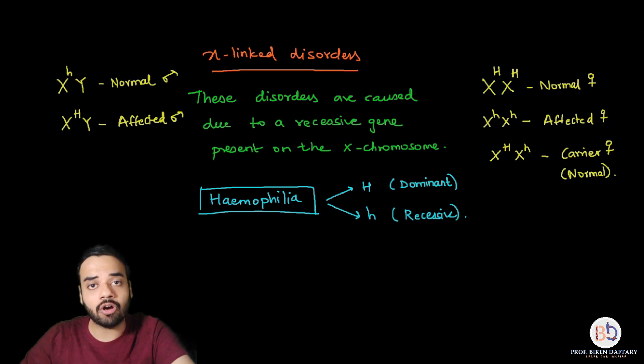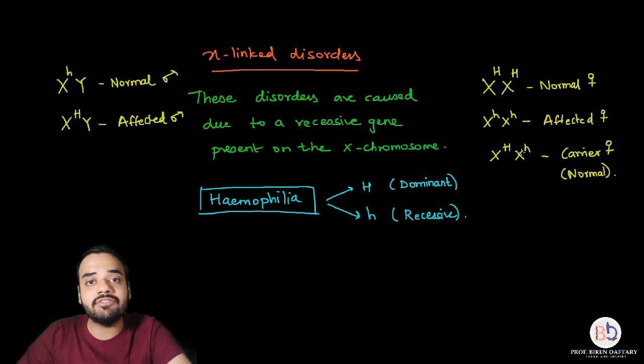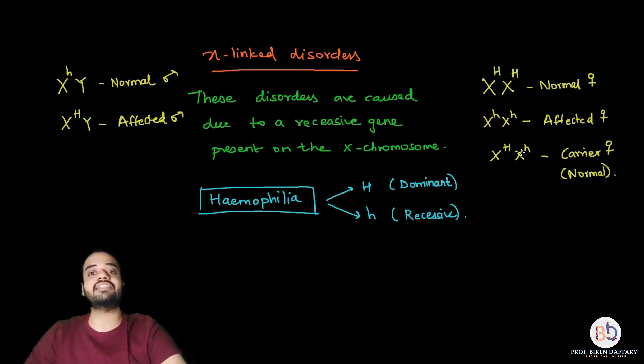If you remember the law of dominance, a dominant gene overpowers the expression of a recessive gene. So since capital H is present, capital H overpowers the expression of small h, and that is why the normal gene suppresses the effect of the defective gene and the female is normal. The female does not suffer from hemophilia. However, she is still carrying the defective gene and that is why she is called a carrier. So carriers do not show any symptoms of the disease. They just carry that defective gene or the recessive gene with them.